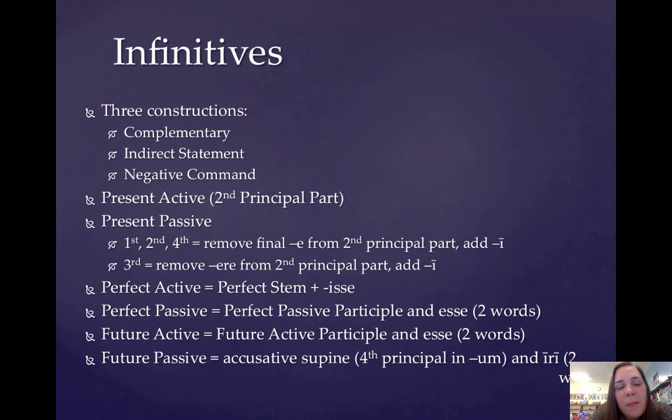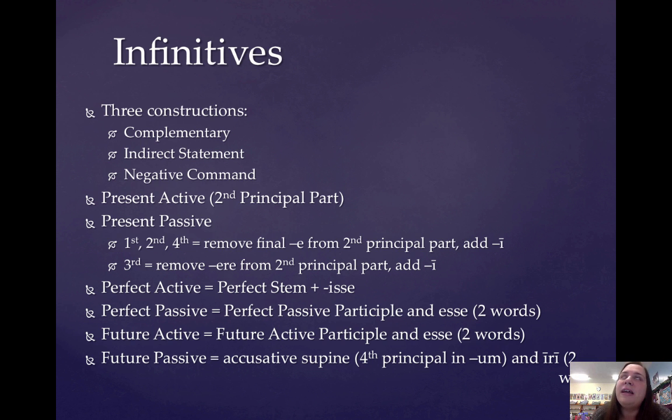Okay. The perfect active infinitive is the perfect stem plus esse. The perfect passive is something that you would be very familiar with because it's the perfect passive participle, or the fourth principal part, and the infinitive esse. It's two words, just what you would expect from the perfect passive. The future active infinitive uses the future active participle and the infinitive esse, so it's two words. It translates as about to do something.